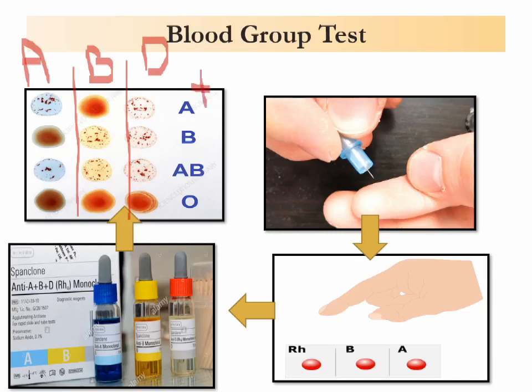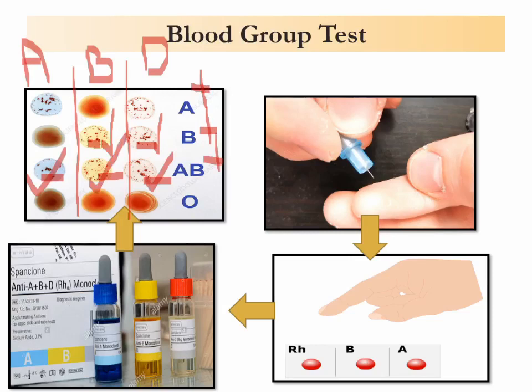Another example here, you found that there is agglutination here and here, right? And here there is no agglutination. So here it means there is antigen B, which reacted with antibody B, and there is antigen D, which reacted with antibody D. So this person is B positive. And here you can find that for another person there is agglutination in the 3 drops. So it means he has antigen A, he has antigen B, he has antigen D. He has the 3 antigens, so he is AB positive.